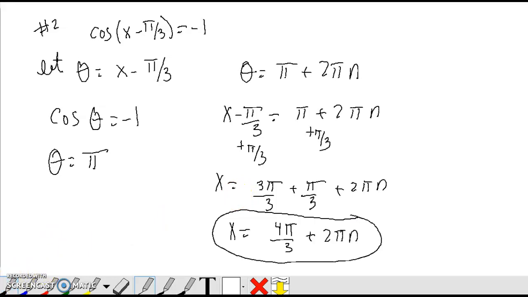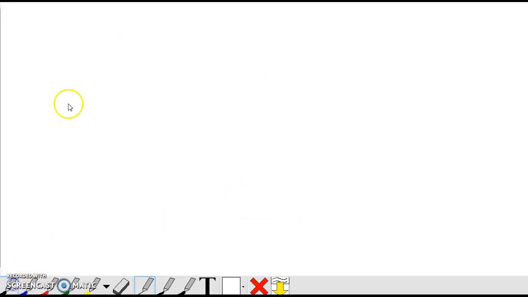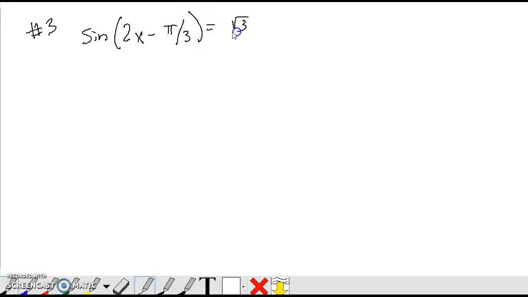All right, let's try one more. Again, pause the video. This one's a little bit more challenging. What about sine of 2x minus pi over 3 is equal to root 3 over 2? Again, find all your answers in radians. Go ahead, pause that video now.